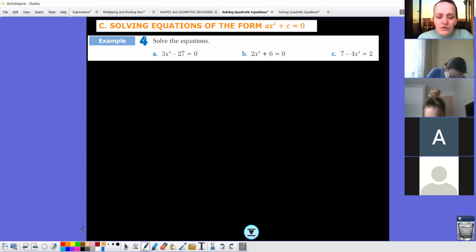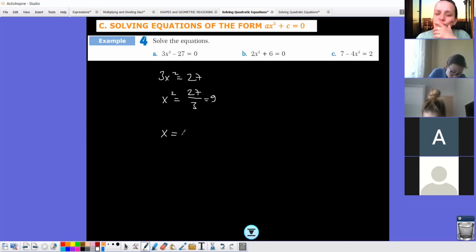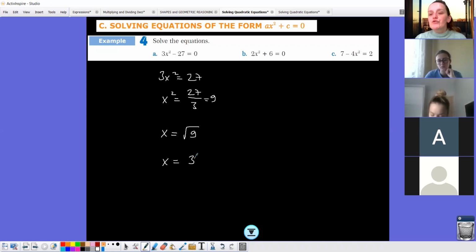Here, as in the usual equation solving, we will send the knowns to one side, unknowns to the other side, and it will be 3x squared is equal to 27. Then we'll divide by 3. x squared will be 27 divided by 3, which is 9. Then x will be root of 9, which is 3. Do you remember in the previous lesson, in quadratic equations, we need to have two solutions, but here we found one solution.